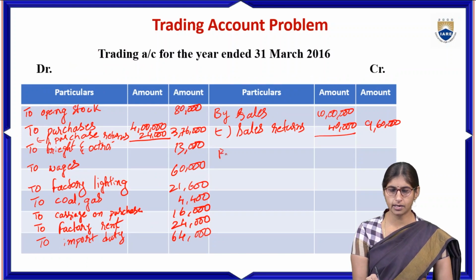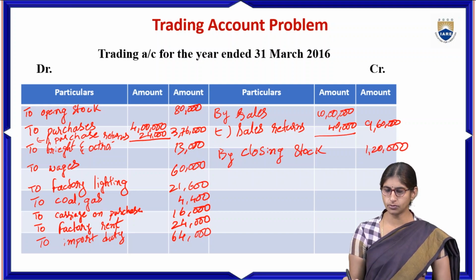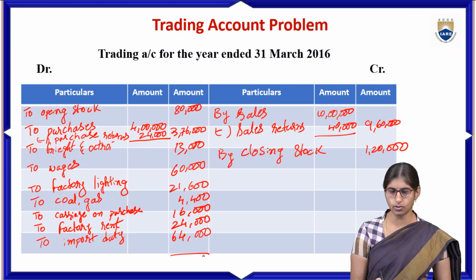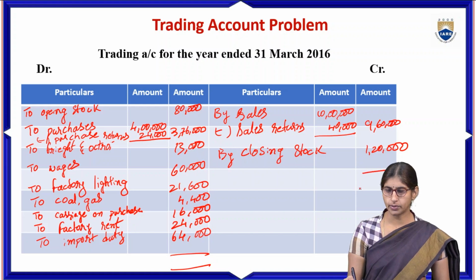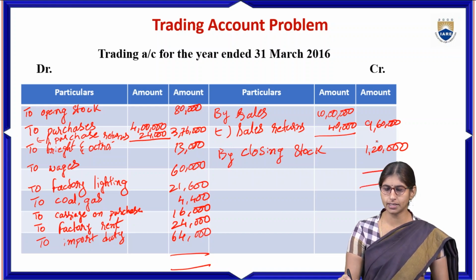So we have to write on the credit side of the trading account, by closing stock 1,20,000. Now we have to make the total balances of the debit side and the total balances of the credit side. So we shall do it here. 1,20,000 plus 9,60,000 is 10,80,000.